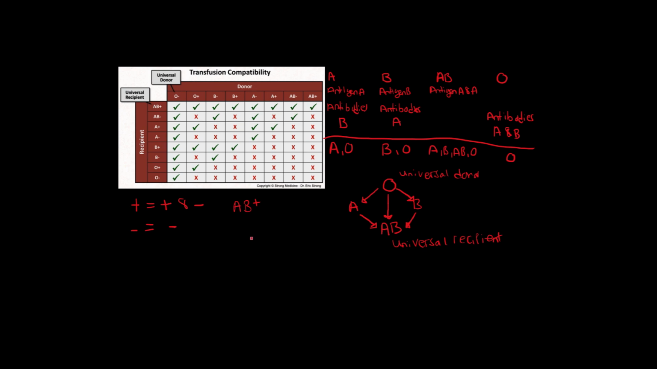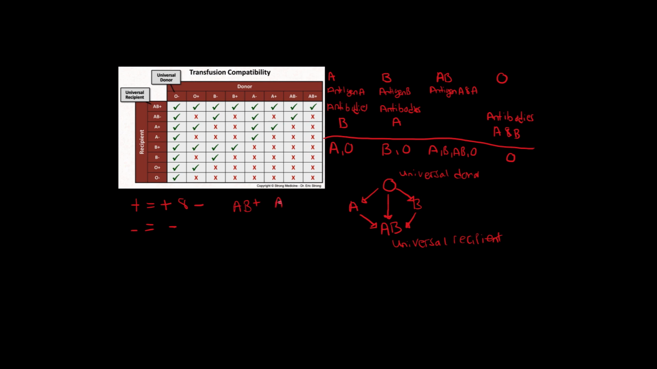So it accepts AB positive, AB negative. It accepts A positive and A negative. It accepts B positive and B negative, it also accepts O positive and O negative. So look at the chart. O negative, O positive. B negative, B positive. A negative, A positive. AB negative, AB positive. That's why it's a universal recipient in the rhesus factor.